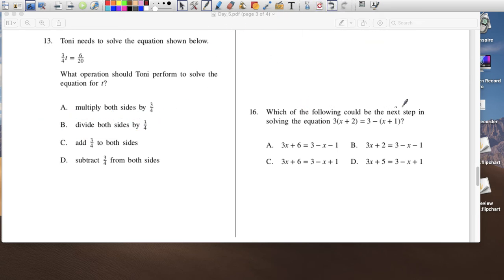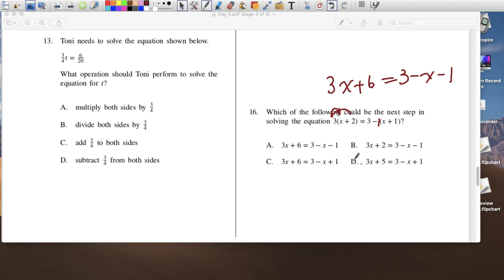16. Which of the following could be the next step in solving the equation? 3 parentheses plus 2x equals 3 minus... okay, so the first thing we obviously have to do is get rid of the parentheses. So this would be 3 times x, and then 3 times 2 plus 6 equals 3. And remember, there's a 1 over here. Negative 1 times x is negative x. Negative 1 times plus 1 is negative 1. So this would be the next step.